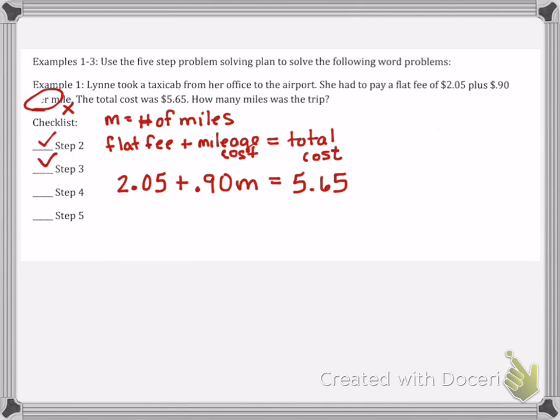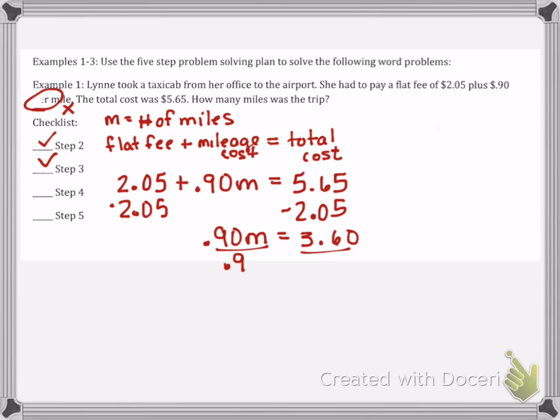Then we go through the steps of solving the equation. On the side with my variable, I want to start to take things away. So I'm going to subtract 2.05 from both sides. I get 90 cents times m is equal to 3.60. And then I would divide both sides by 90, or 0.90, and I get m is equal to 4. So now I've solved. And step 5, because it's a word problem, I should answer in sentence form. So the taxi trip was 4 miles.